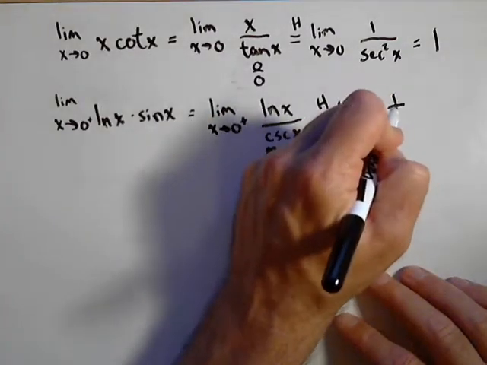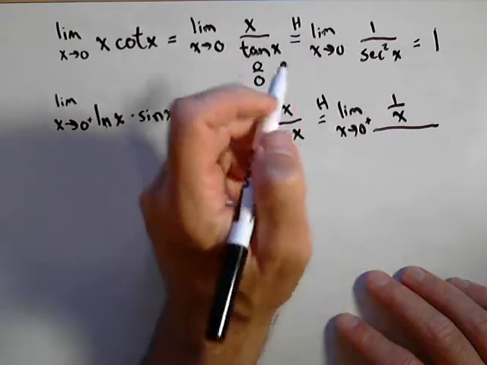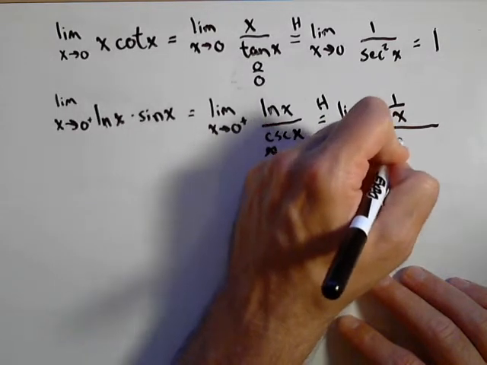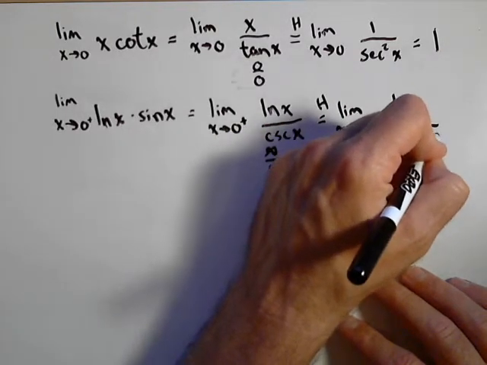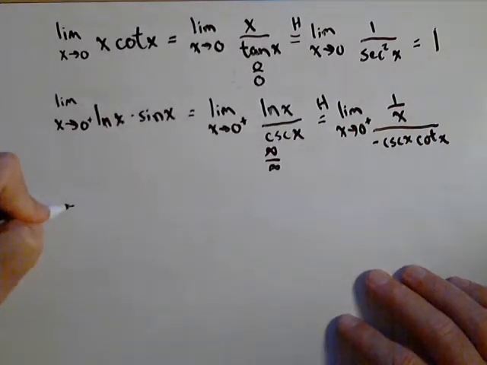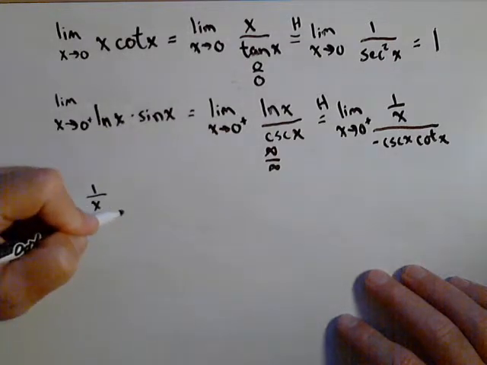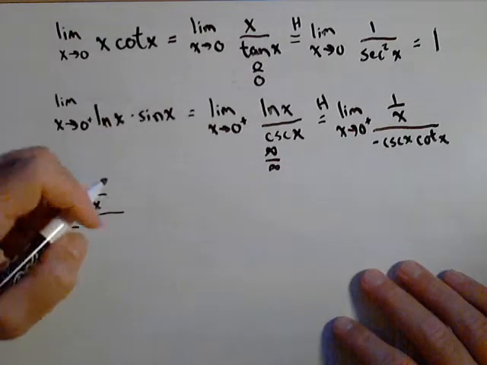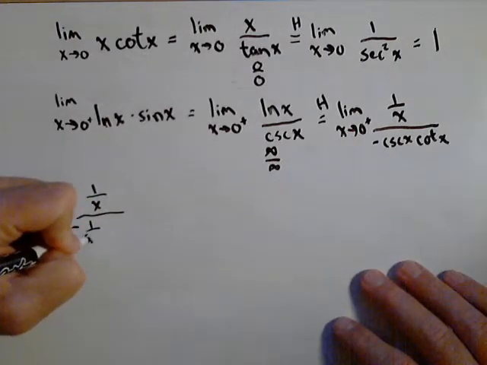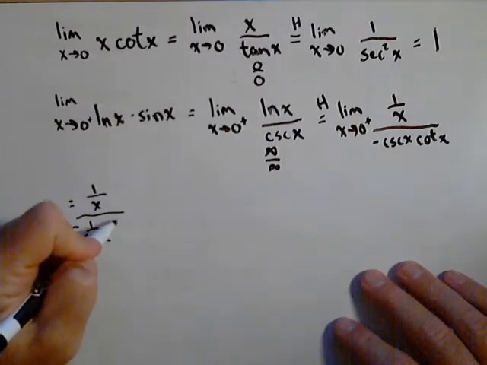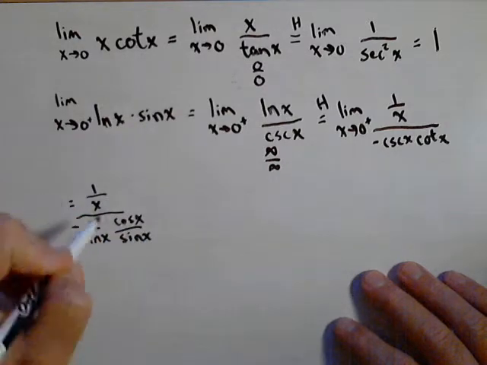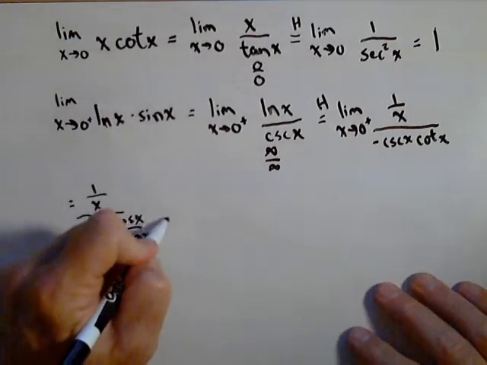The derivative of ln of x is 1 over x. The derivative of cosecant x is an interesting one. If you remember it, it's negative cosecant x cotangent x. Before we do any more work, we're going to want to try and rewrite this. So I've got 1 over x on top. The denominator, let's deal with it in terms of sines and cosines. Cosecant is 1 over sine x. Cotangent is cosine x over sine x. So I see I'm going to get a cosine x over sine squared x.